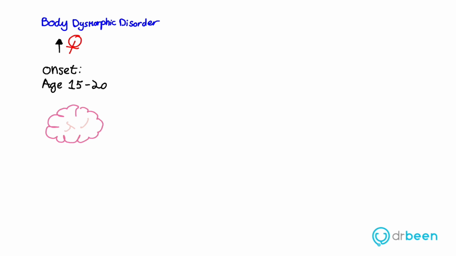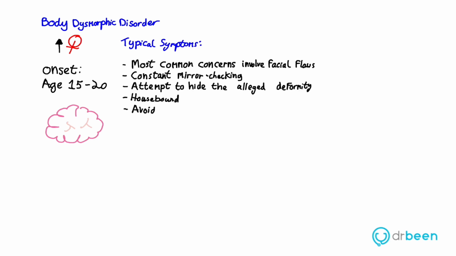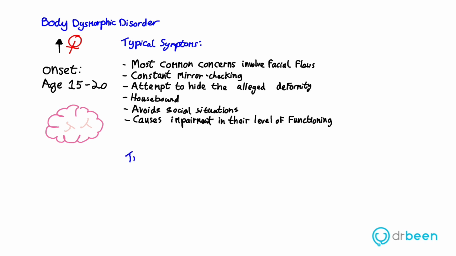Typical symptoms may be the following. The most common concern involves a facial flaw, constant mirror checking, attempting to hide the alleged deformity, being housebound, and avoiding social situations, and it causes impairment in their level of functioning.